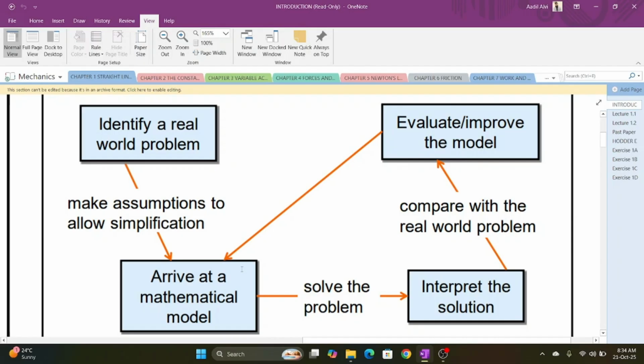So this is how scientists work on different problems. First they make assumptions to simplify a problem, and then once the problem has been simplified, they test their model on how accurate results it is able to give.